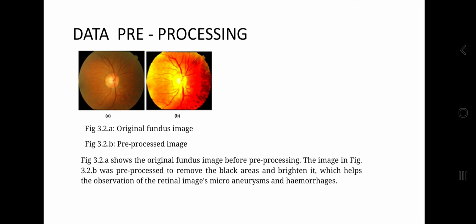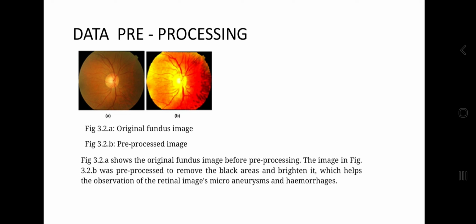Coming to the data pre-processing. Data pre-processing is the major part used in our technique. Here there are two images shown. The first image is the original fundus image, before pre-processing, and the second image is the pre-processed image. It is clearly seen that the pre-processing has removed the black portions of the image. Also, the image is brightened up.